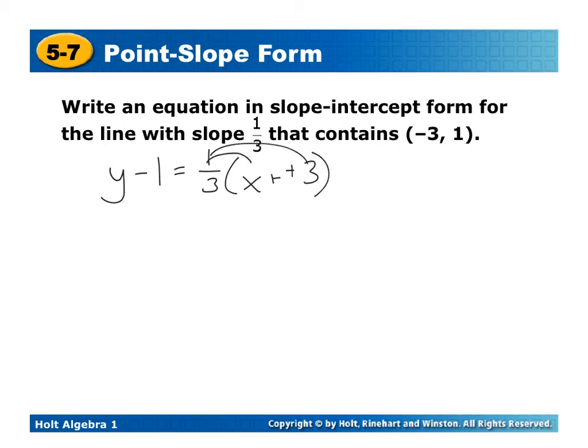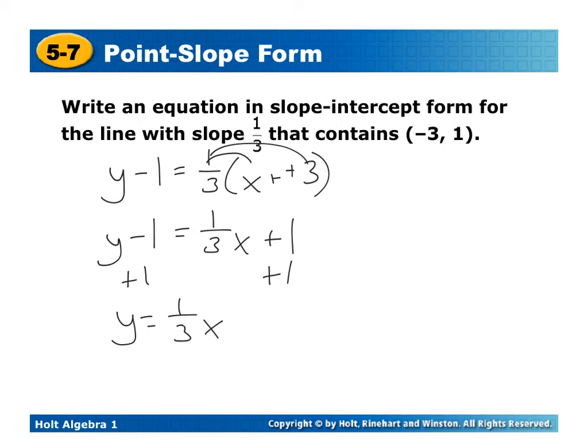So now I'm going to go ahead and distribute. So we have y minus 1 equals 1/3 x, and then 1/3 of 3 is 1, so plus 1. I'm going to go ahead and add 1 to both sides to get y by itself. So y is equal to 1/3 x plus 2.